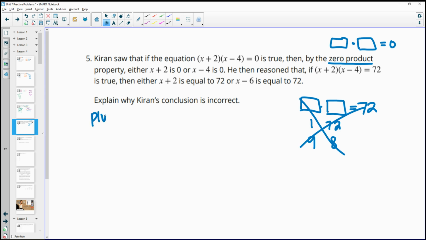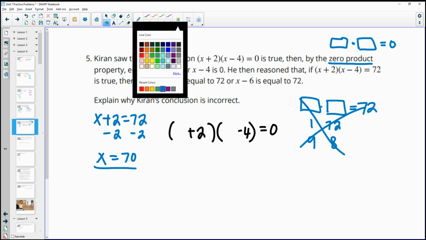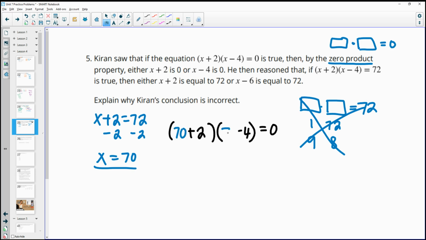Another way is you could plug in some solutions here, right? So you could say, all right, if this is true, then you could say that x plus 2 equals 72. You could solve that, and then we would get x equals 70 as a solution. And then we could try that in the original equation to see if it actually works out. And so we would be doing 70 plus 2 and then 70 minus 4.